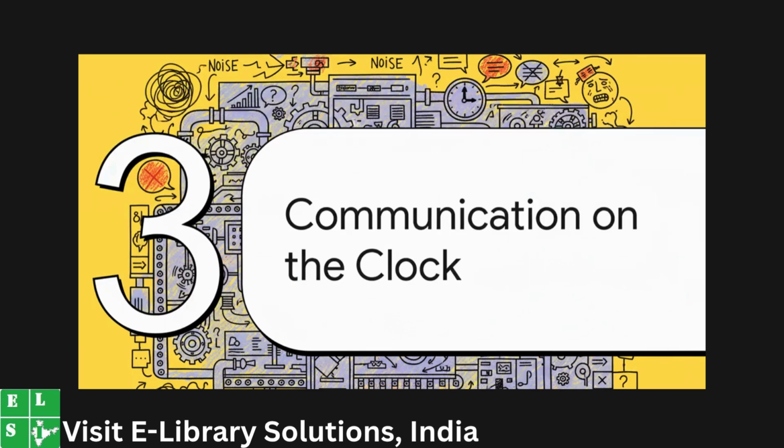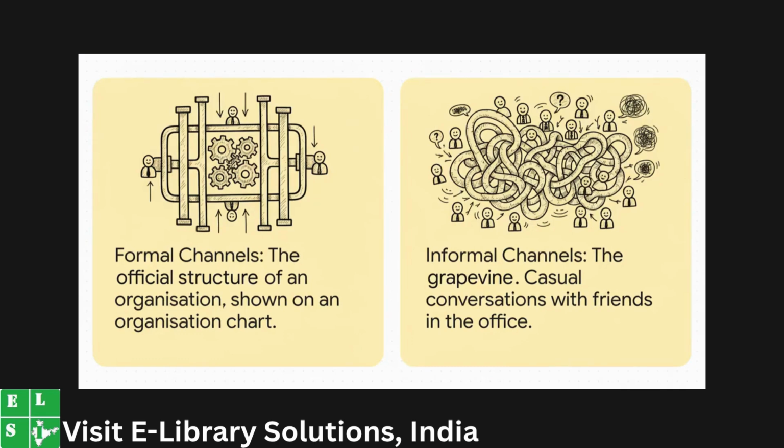All right, let's take this machine out of the lab and put it into the real world, like an office. In any company, big or small, information has to flow through specific pathways. And if you don't understand these channels, things can get messy fast. So, organizations basically have two different wiring systems. You've got your formal channels, right? The official stuff.